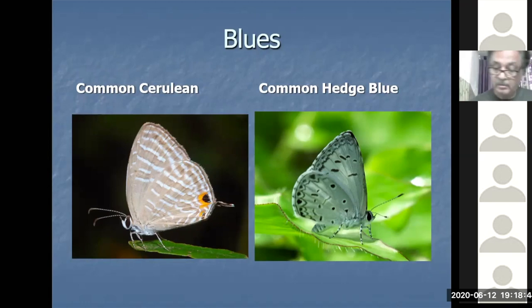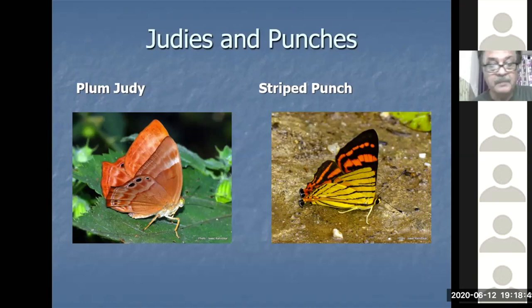Then we come to Judies and Punches. Judies and Punches are another beautiful butterfly, but they are shade-loving butterflies. They don't come out in the open in the grassland. They look like they love undergrowth. You know, butterflies are very fussy. Fussy in the sense that they are very sensitive. They have their own habitat preferences and they stay in their habitat only. If the habitat is lost, they will leave that place. So many times, even if the temperature varies suddenly, they leave that place.